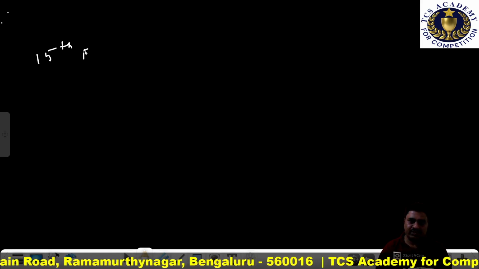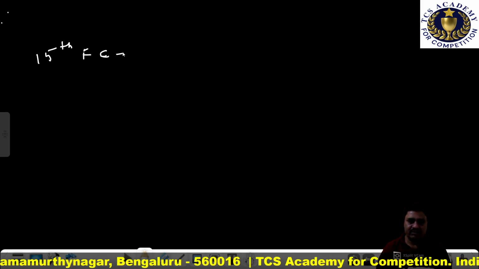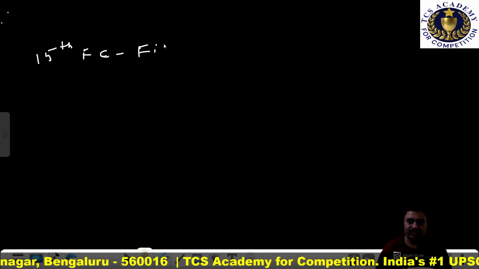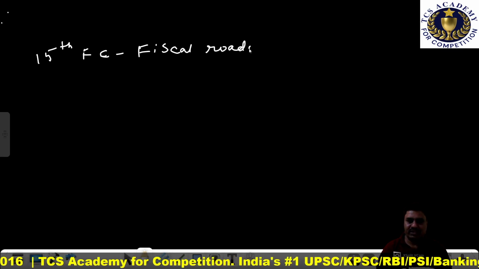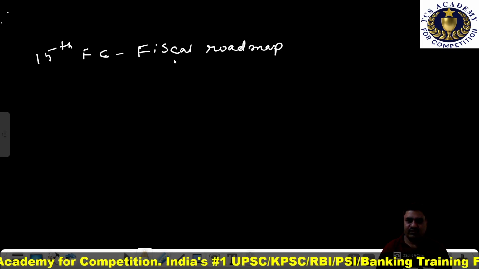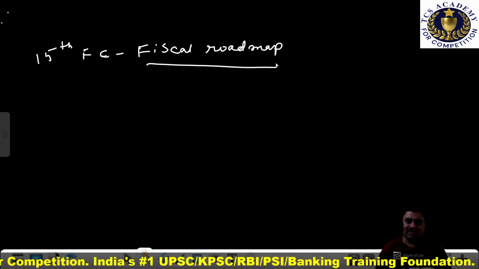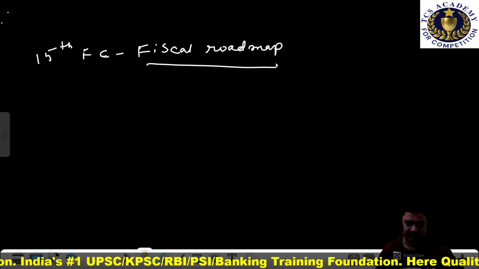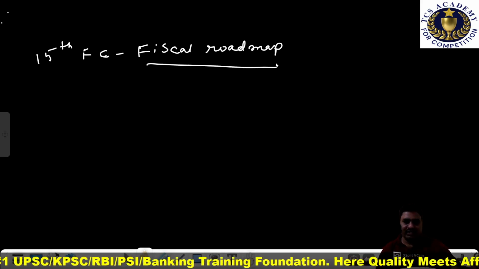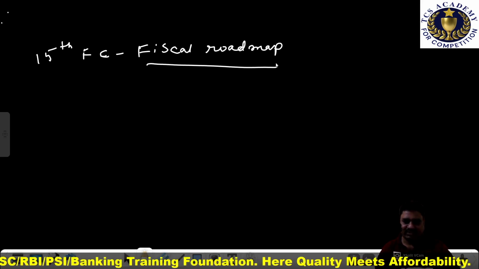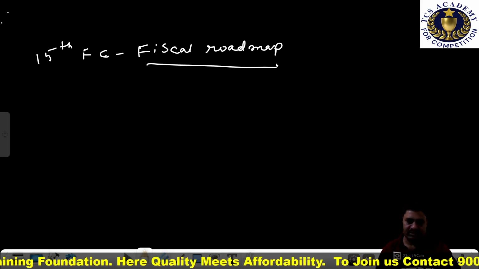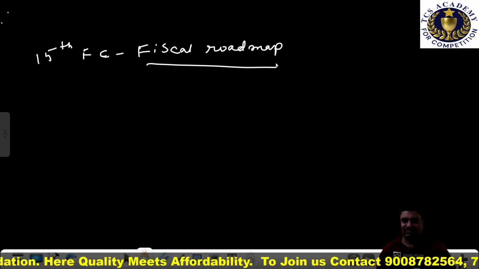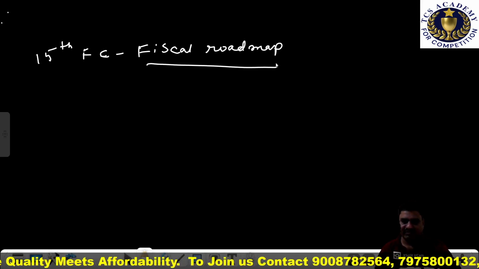The 15th Finance Commission Fiscal Roadmap. Okay, so the Fiscal Roadmap of the 15th Finance Commission. That means the recommendations of the 15th Finance Commission as far as the fiscal deficit and debt levels of the state and the central government are concerned. It is talking about a very important concept, the fiscal deficit and debt levels of the central and state governments. So it has given its roadmap.